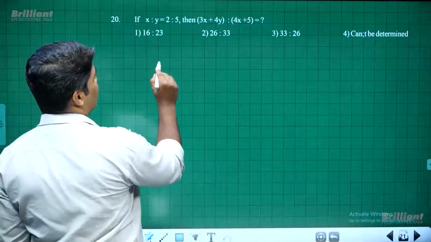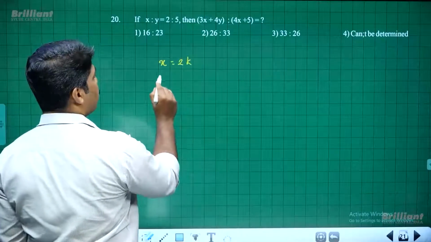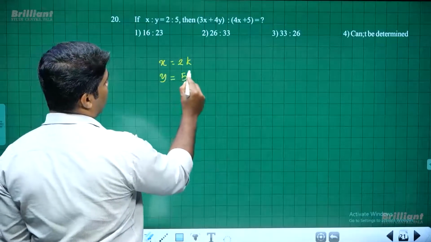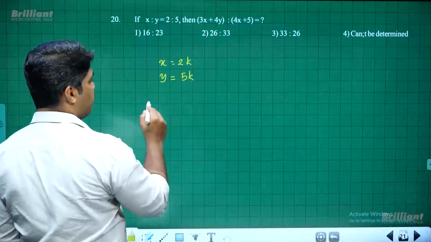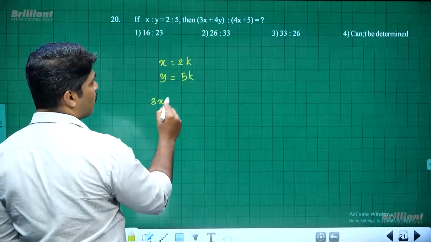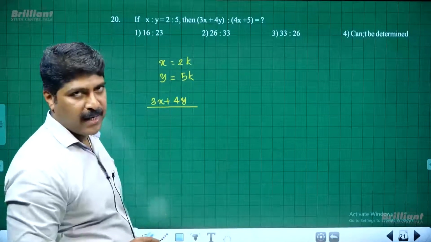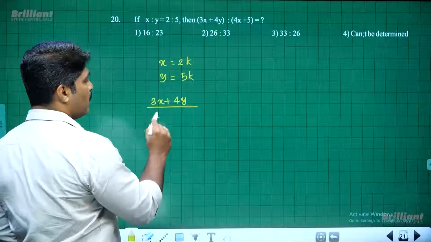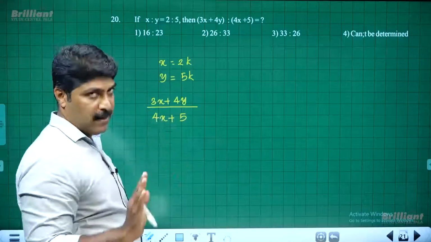So here we consider x equal to 2k, where k is a multiplicative factor, and y equal to 5k. If you are substituting this x and y in this expression, this is 3x plus 4y. I am expressing it in the form of a fraction for the convenience of operation. So this is 4x plus 5. Don't forget there is no y.